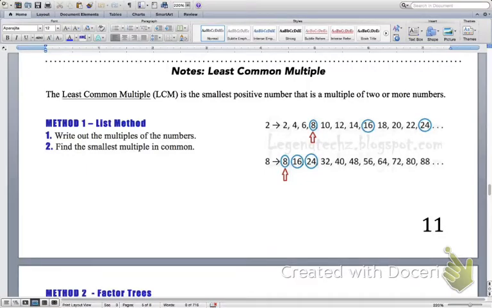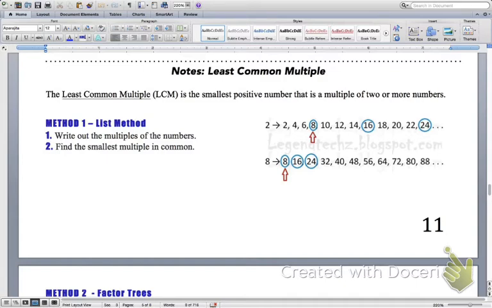Hello everyone. Today we're going to go over the least common multiple, which is different from the greatest common factor. The greatest common factor usually tends to be a number smaller than the numbers we're given, whereas the least common multiple is usually a number that is bigger than the set of numbers we're given. So let's go ahead and look at the methods we're going to go over on how to find the least common multiple.